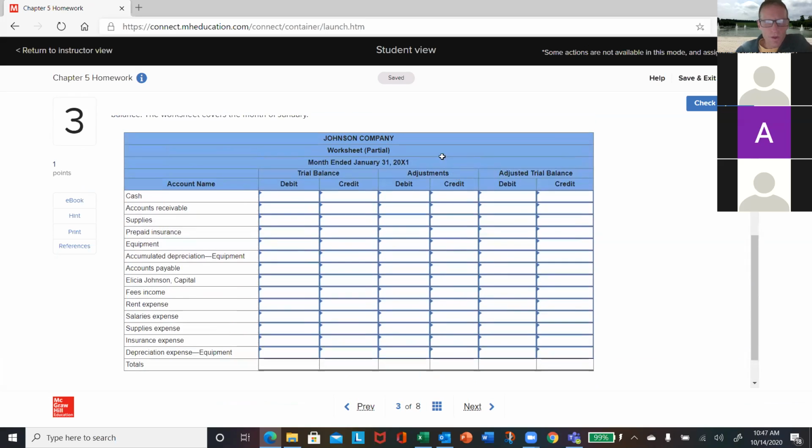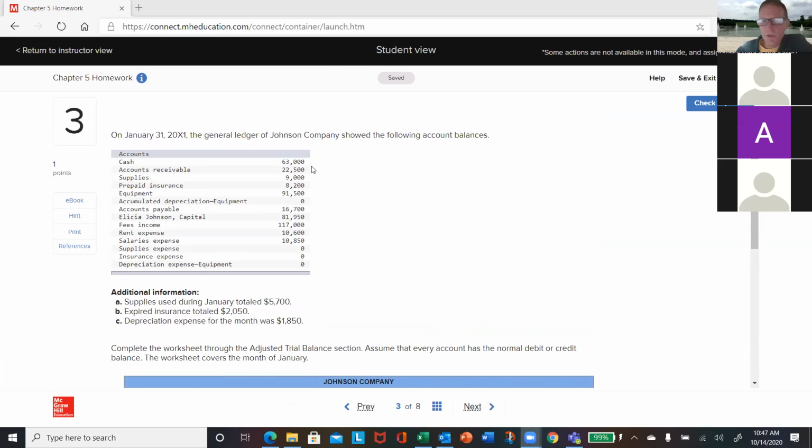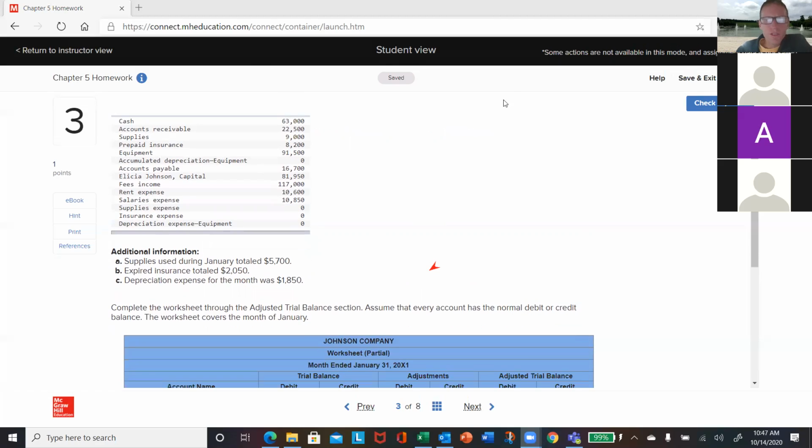So you'll notice the worksheets typically start with a trial balance column. You've got debits and credits. Then you've got a column here for adjustments, again debits and credits. And then of course they've got an adjusted trial balance. So in this problem, they've already given you some initial accounts and their balances. They always tell you to assume that every account has its normal debit or credit balance. That means the increase side that you learned in Chapter 3. So the first thing you'd have to do in this problem is simply enter these amounts.